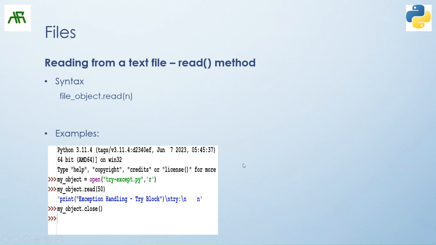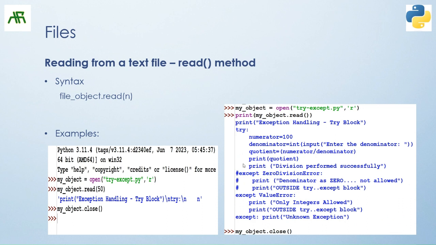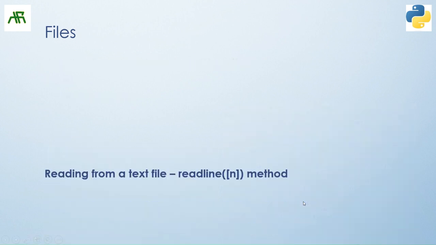The next example shows what happens if I don't give the character count. I just say my object dot read with open and close parentheses. It prints the entire content of the file. I'm saying print, so it's going to open and print all the data that is present in the file, and I'm closing it. So there is no restriction, it's just printing the entire content.